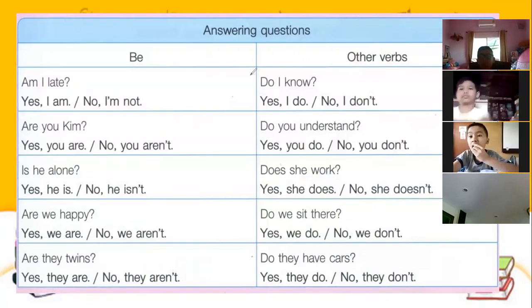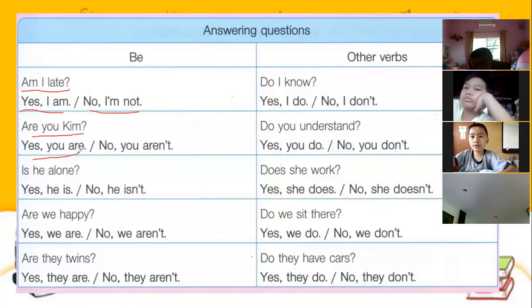Okay, so for example, number one, we have the question, am I late? All right, if it is in the positive, affirmative sense, you would say, yes, I am. Or if it is in the negative sense, that means, no, I'm not. Right? So, are you Kim? Yes, you are. Or in the negative, it will be, no, you are not. Or you can say, you aren't.